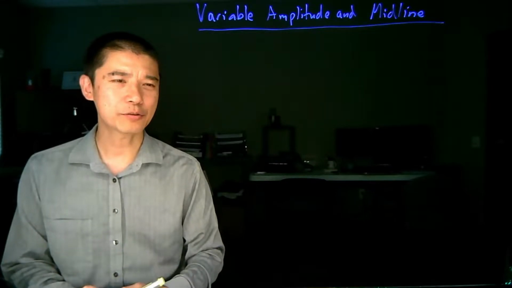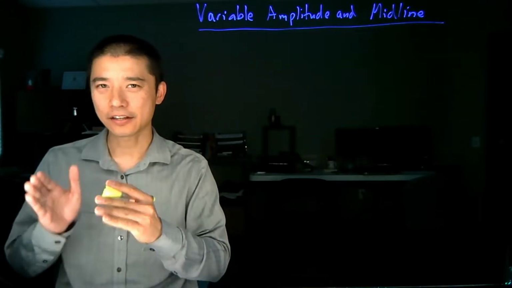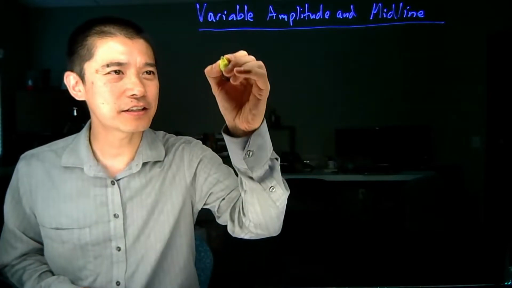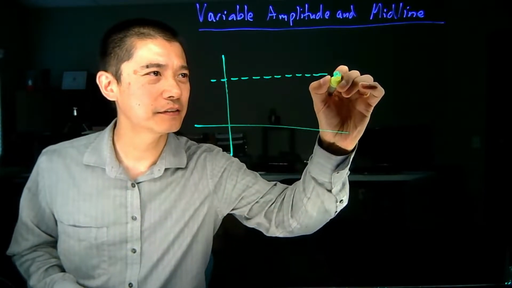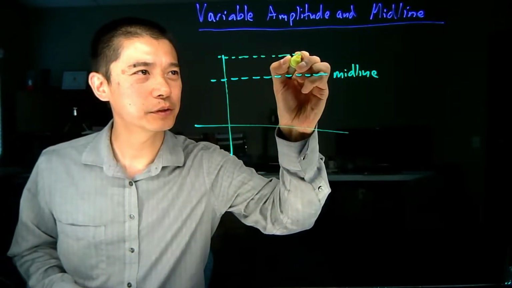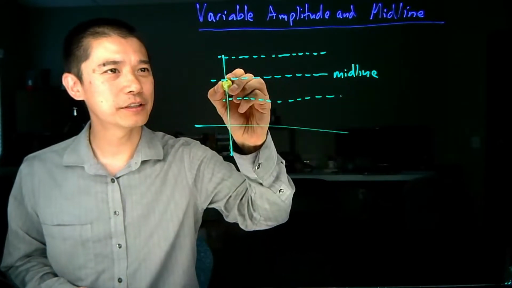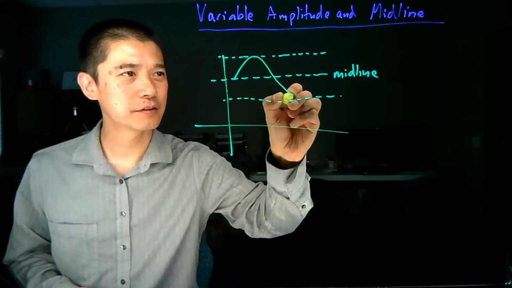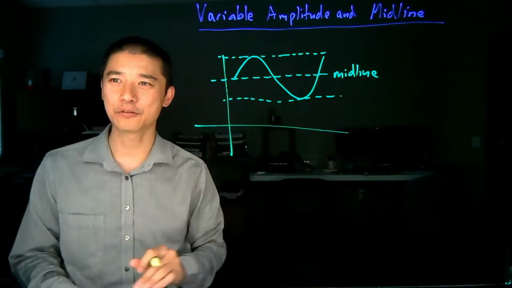In this chapter, we've been looking at situations where we have a constant midline and a constant amplitude. And that has led us to graphs that look basically like this. Here's our midline. And then we have our amplitude, which gives us an upper limit and a lower limit. And then our function oscillates in between those two, right? Our sinusoidal function oscillates between those two values.